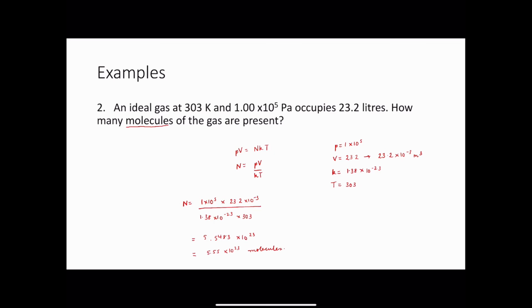Okay, so that's it for the ideal gas equation. On Wednesday, we'll look at the work done to cause the gas to expand or contract, and we'll also start looking at kinetic theory and pressure of an ideal gas, which will be all about deriving the equation for the ideal gas laws.